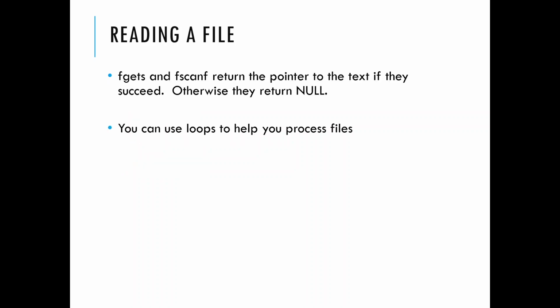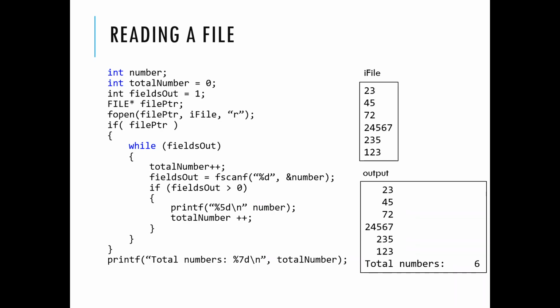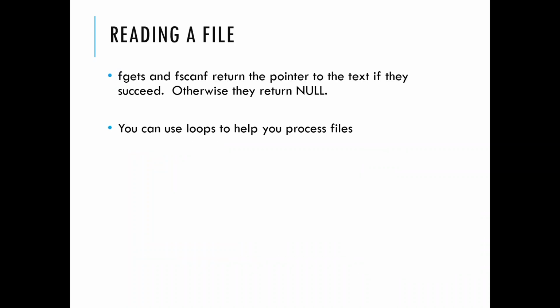fgets and fscanf return a pointer to the text if they succeed, otherwise null. So the key that you always have to remember is to look for null pointers. When I have a null pointer, I know I have to stop. All right, and to help you process files, fscanf might actually return an integer. I'd have to double check on that one. fscanf, it is an integer. So pointer, int. Right.